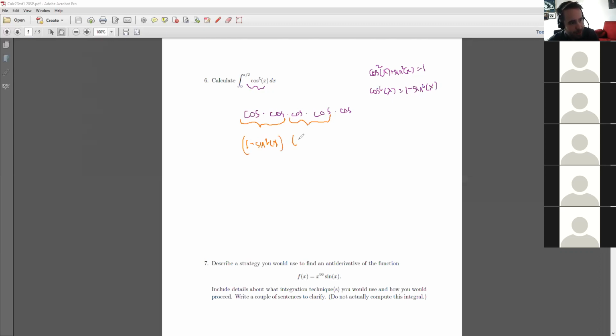This cosine squared becomes another 1 minus sine squared. And then I have this lone cosine, which, I mean, it's a little sad, it's a little lonely, but for the purposes of this integral, it's actually really useful. Because when I go to rewrite this integral, I'm going to rewrite this as 1 minus sine squared of x, squared, times this lone cosine.